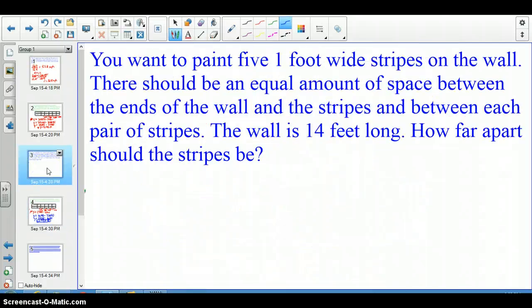The next problem deals with painting. A lot of people use these to be able to draw stripes, or vertical stripes, or even horizontal stripes to paint their walls. For example, you want to paint five 1 foot wide stripes on the wall. There should be an equal amount of space between the ends of the wall and the stripes, and also between each pair of stripes. The wall is 14 feet long. How far apart should the stripes be?